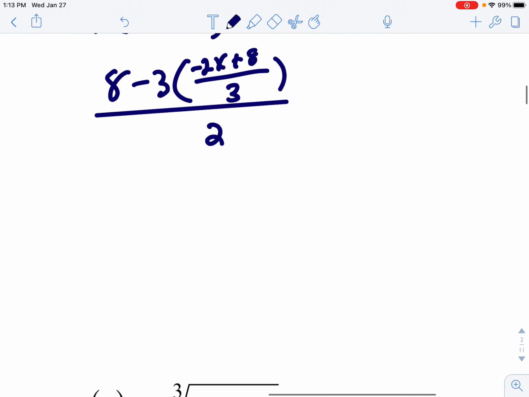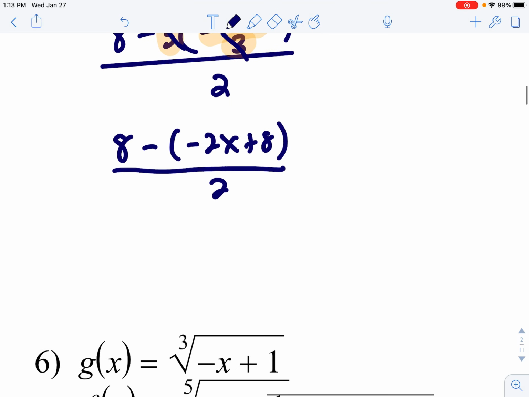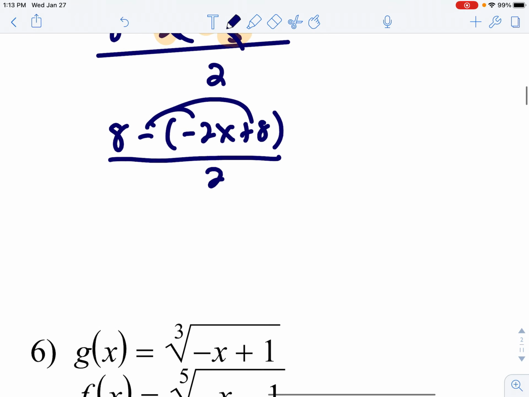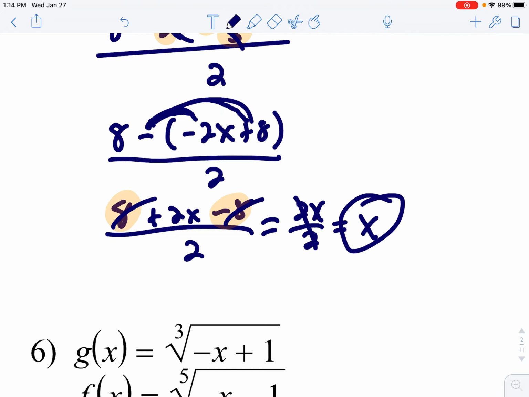Okay, now how do I simplify this? Well, multiplying by 3 and dividing by 3 are opposites, so they cancel each other out. That's very convenient. Those 3's cancel out, that's what I get. Now I can distribute this negative sign. I get 8, let's see, negative is plus 2x. Negative to positive is minus 8. The 8 and the minus 8 cancel each other out. That gives me 2x over 2. And the 2's cancel out, just gives me x.